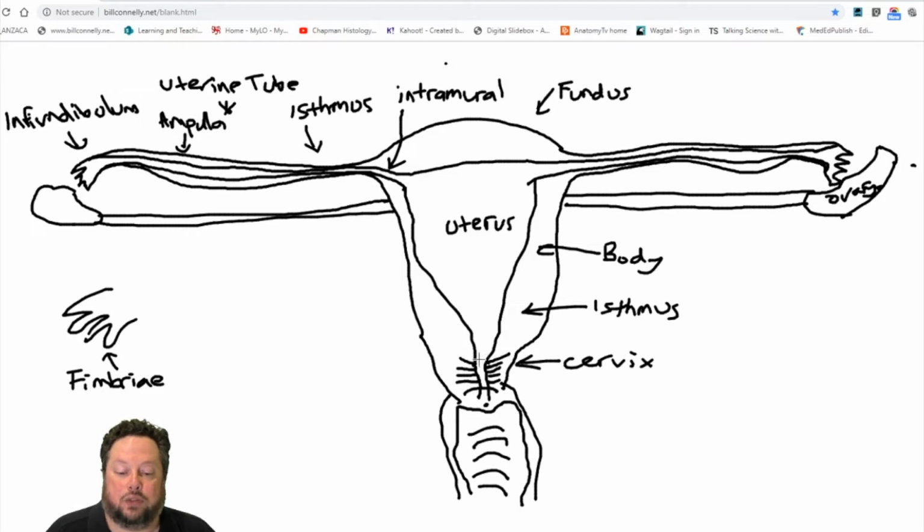The cervix actually has two openings. One faces the uterus, and this is known as the internal os. And then the opening that faces out into the vagina is known as the external os. And then here we have the vagina.